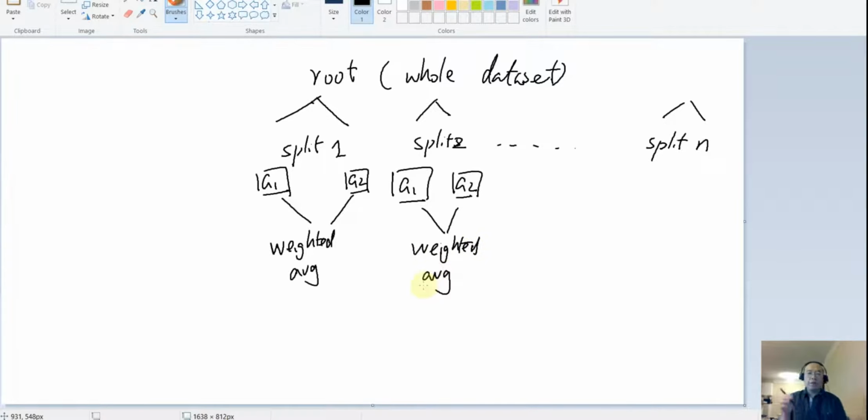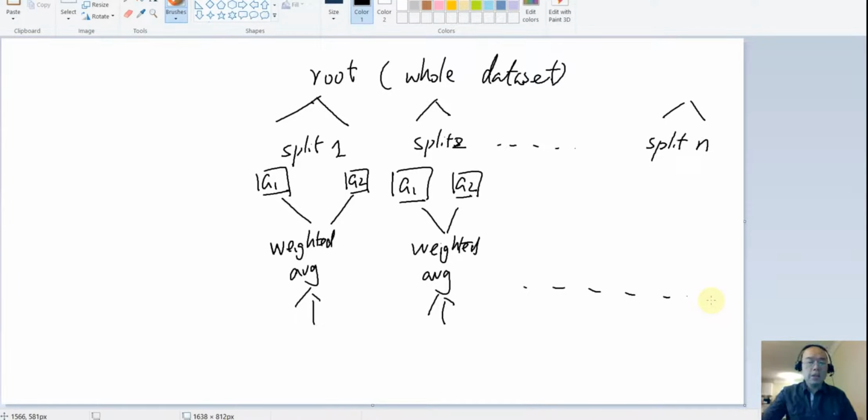And then after we have the weighted average of all the possible splits, how do we make the decision? We check the weighted averages, and eventually we pick the lowest weighted average, and that split will be the split we are going to make. Okay, so what is that? That is indeed a greedy algorithm.